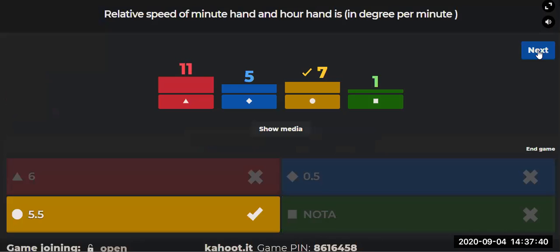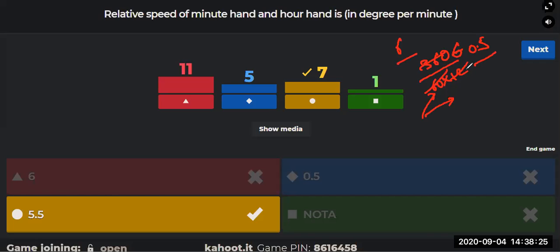We know the speed of the minute hand, which is 6 degrees per minute. You can calculate it for the hour hand too. The hour hand takes 720 minutes to complete 360 degrees, so its speed is 0.5 degrees per minute. Now, since both move in the same direction, you have to subtract, so 6 minus 0.5 is 5.5. Got it, everyone?